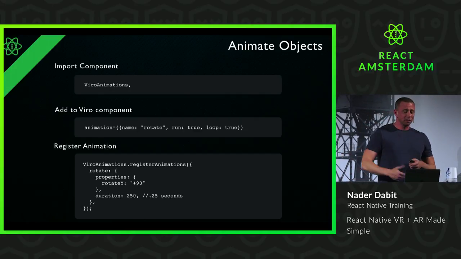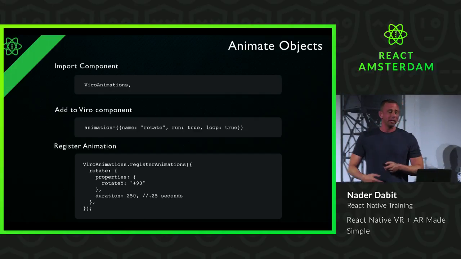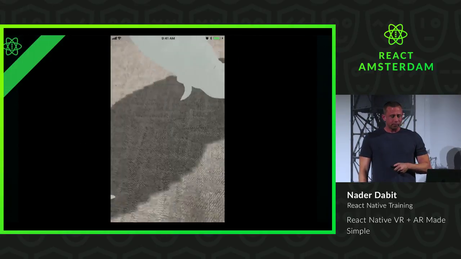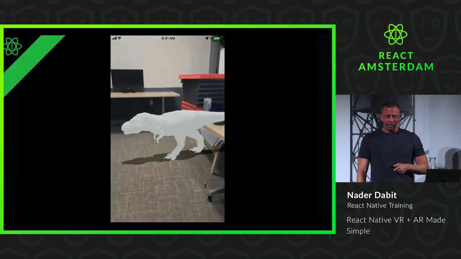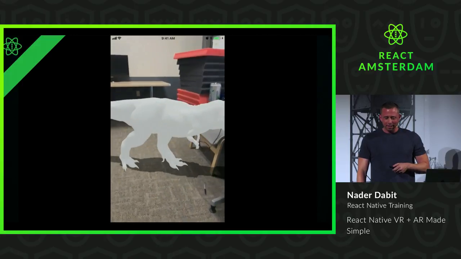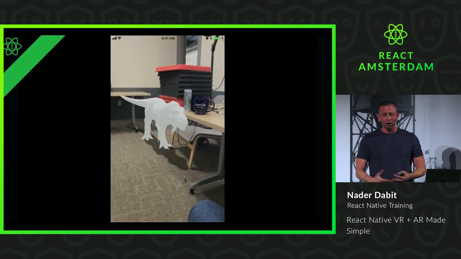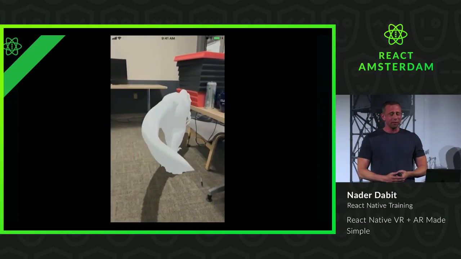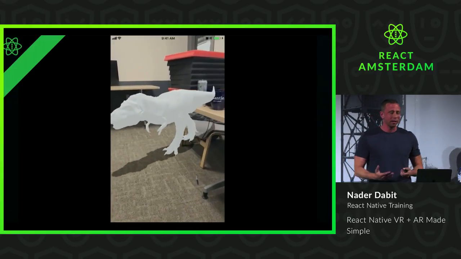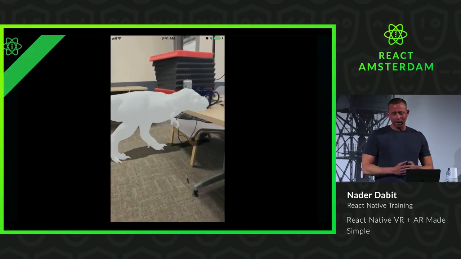And then we're going to give it a duration. So we want the rotation to happen in 250 milliseconds. So now we have the dinosaurs spinning around. It's cool. And again, from someone that's never done VR or AR, getting this stuff up and running was done pretty easily and pretty quickly. And all of this stuff is well documented.